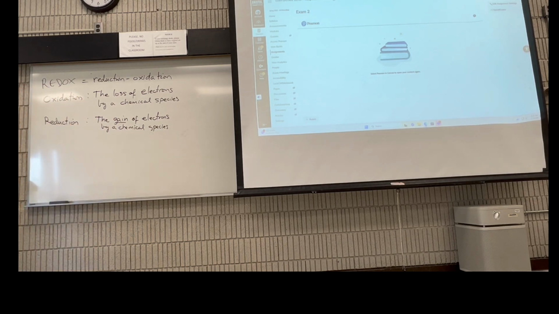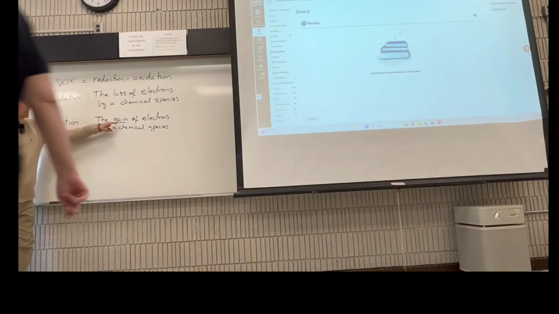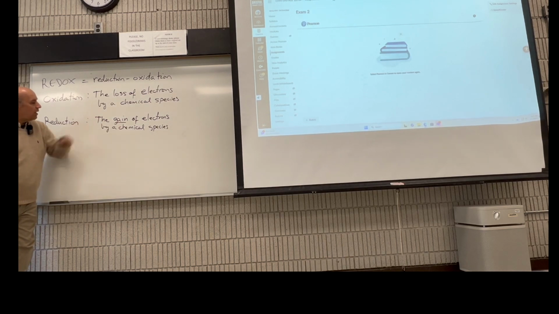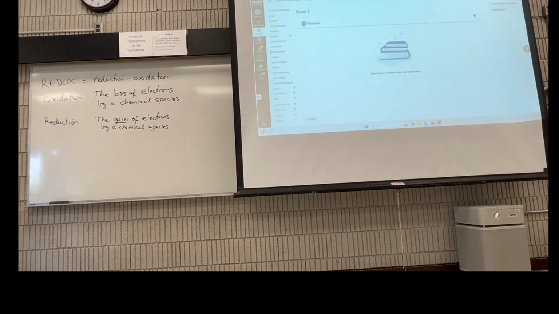So that doesn't make any sense. The problem and the reason for that apparent disagreement is because of the way the term reduction was first used. And let me show you how it was first used. So we're going to start with iron here. That's a good element to use.